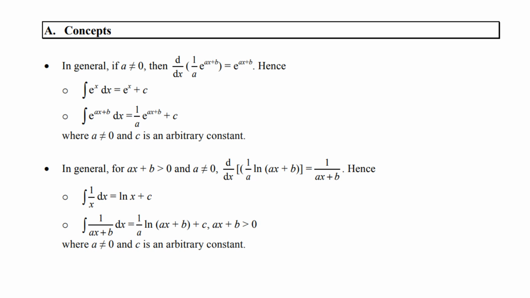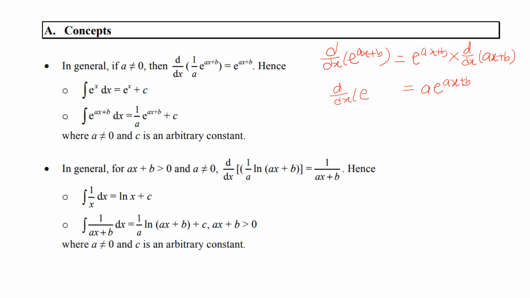Let's recall how you differentiate e to the power of ax plus b. What you'll get is just e to the power of ax plus b multiplied by the differentiation of the power, which will be a times e to the power of ax plus b.